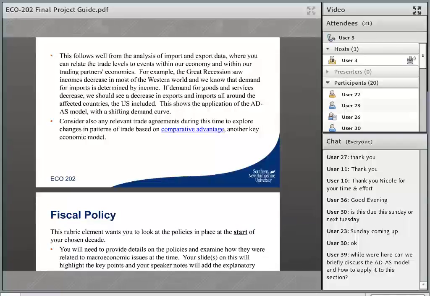So you might see a shift, like in this one, where we have fewer exports and fewer imports all around. We see the aggregate demand would shift inward.